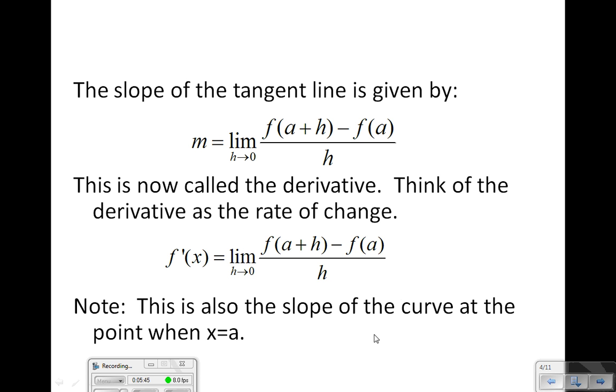Here at the bottom I put a note: this is also the slope of the curve at the point P when x is equal to a. You see the a's in the equation. If I knew exactly what that point was on my curve that I was trying to find the slope of, I could plug in the x coordinate here and here for the a's.